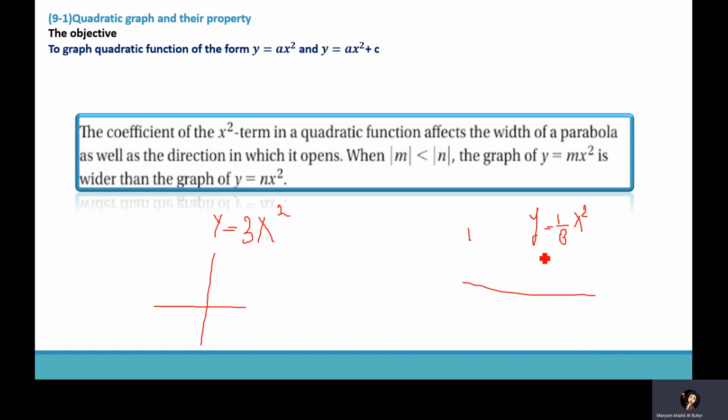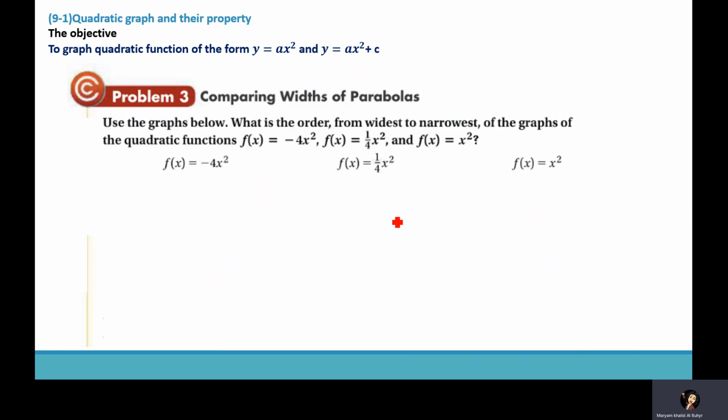If I look at this one, once the coefficient gets smaller, the width will be bigger. The opposite also holds. This one will be wider than this one. Why? Because the coefficient of x squared is smaller than this one. So let me give you an example. Without graphing, we can directly classify, or if we have math, it will help us figure it out.